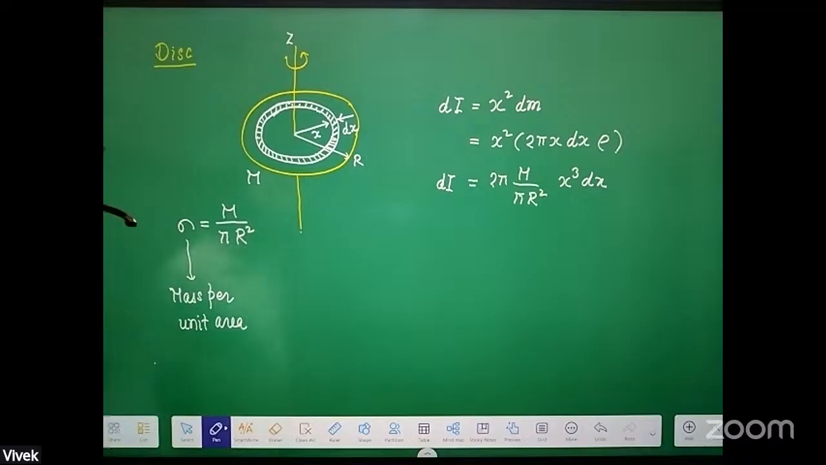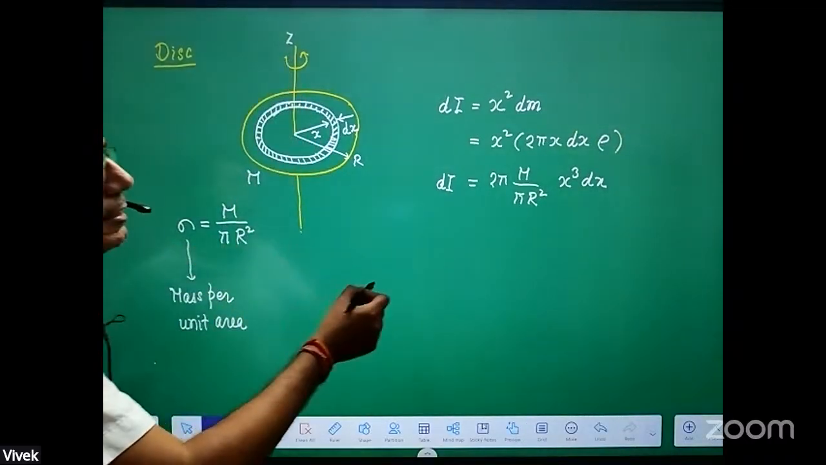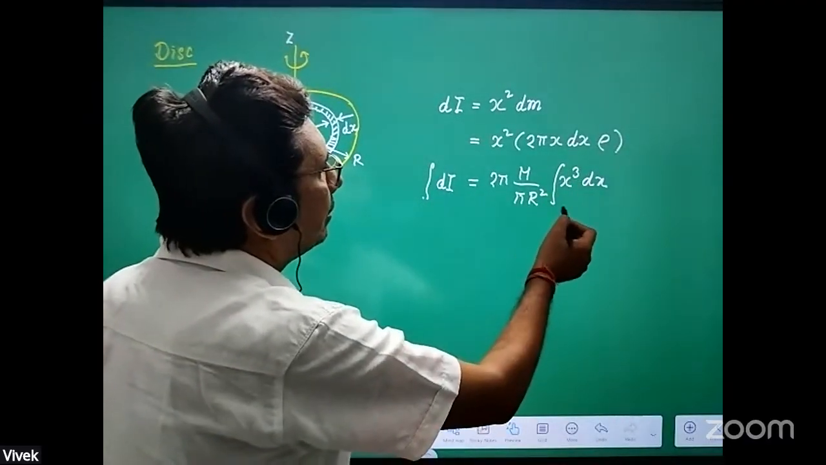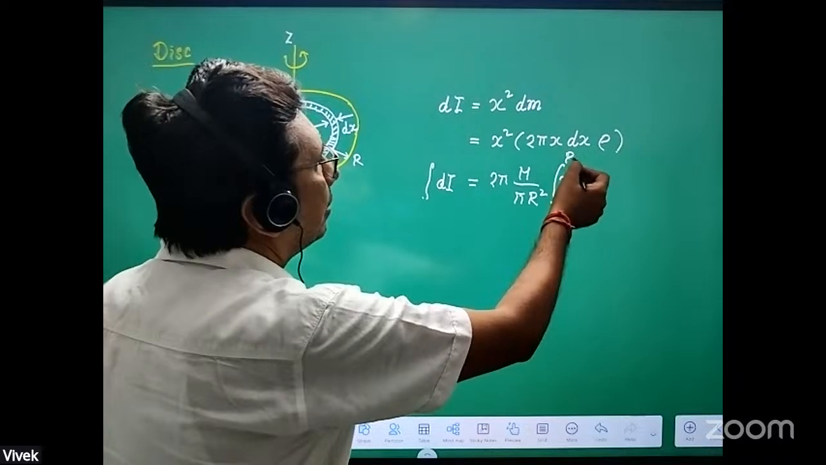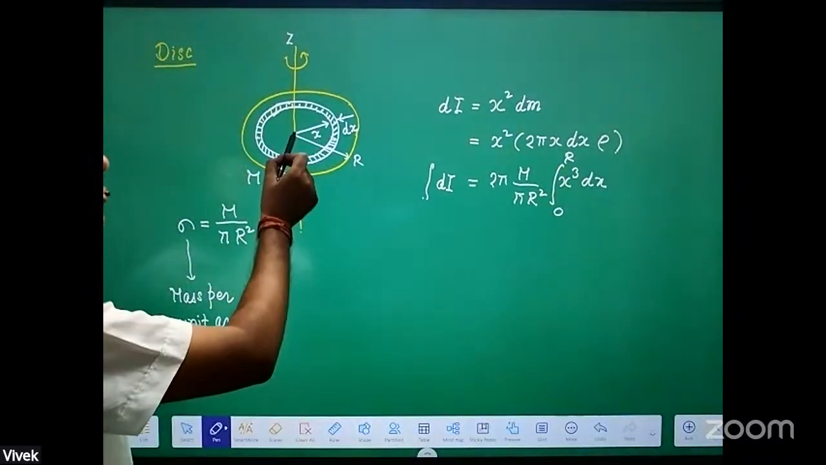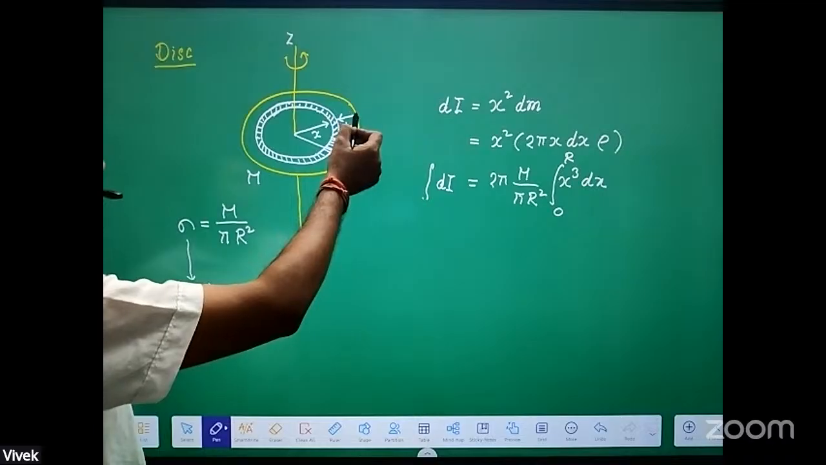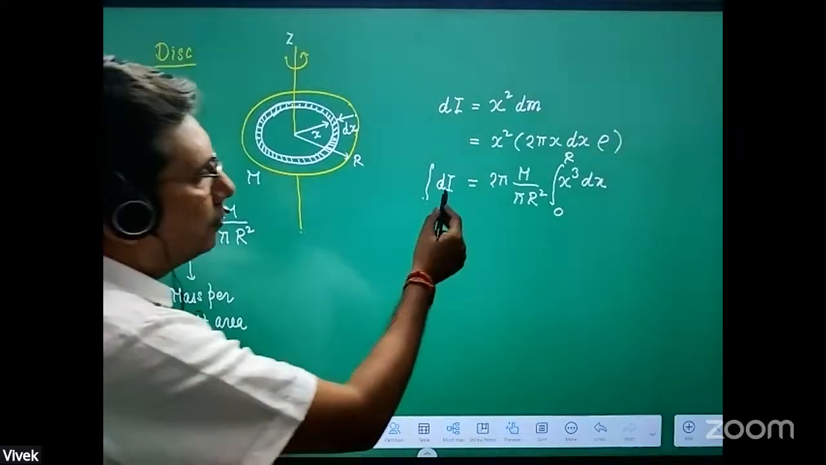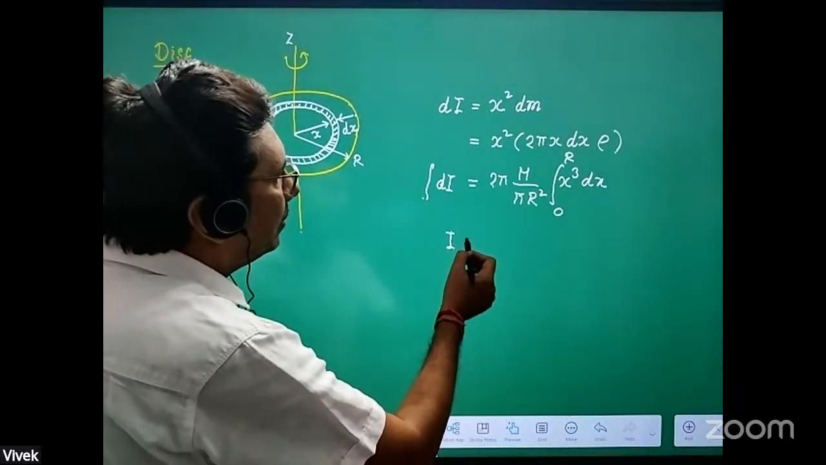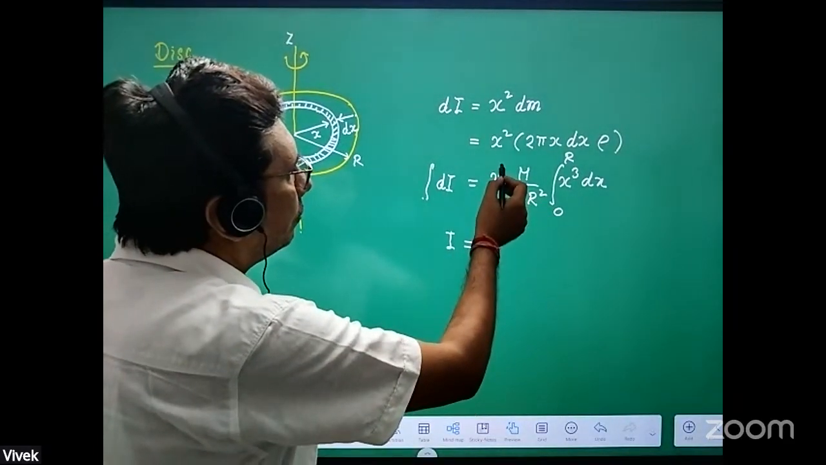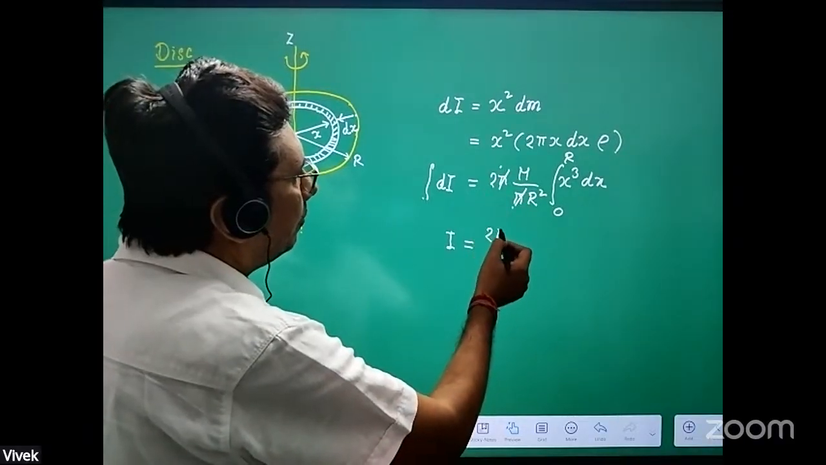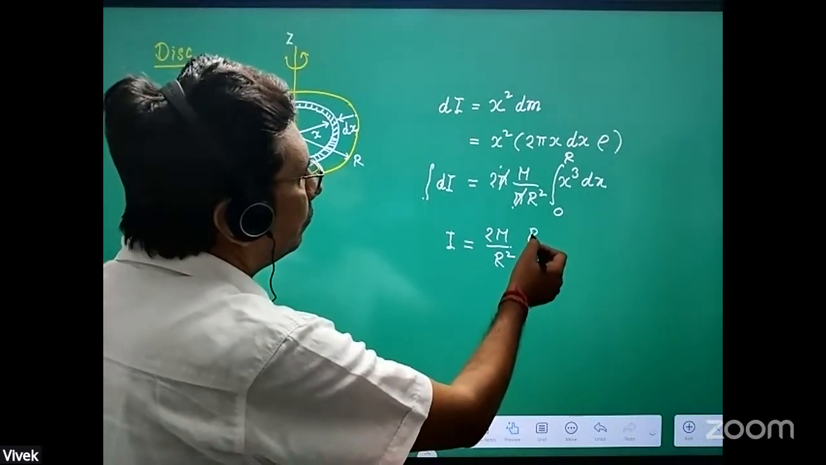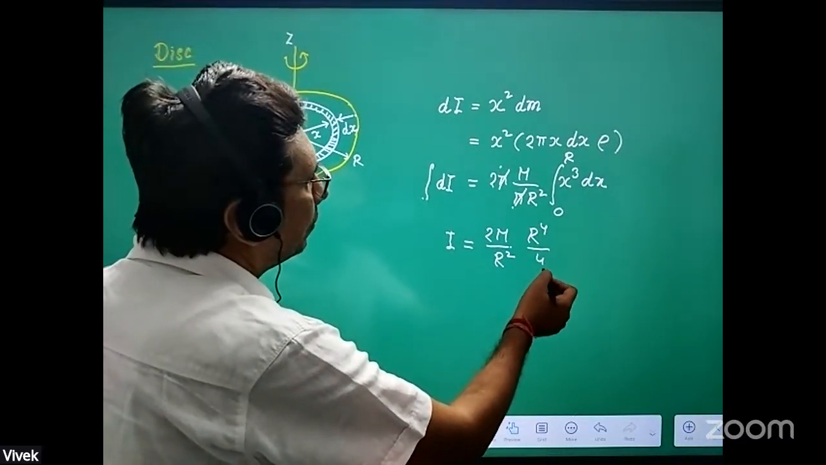What will be the total moment of inertia about this axis? So you are going to integrate it. This is 0 to r. x is going to vary from 0 to r. Here x is 0. At the outer point, it will be r, capital R. Okay? So this will be I, the moment of inertia of the disk. This pi is going to cancel out. So this will be 2m upon r square. And this will be r to the power 4 upon 4.